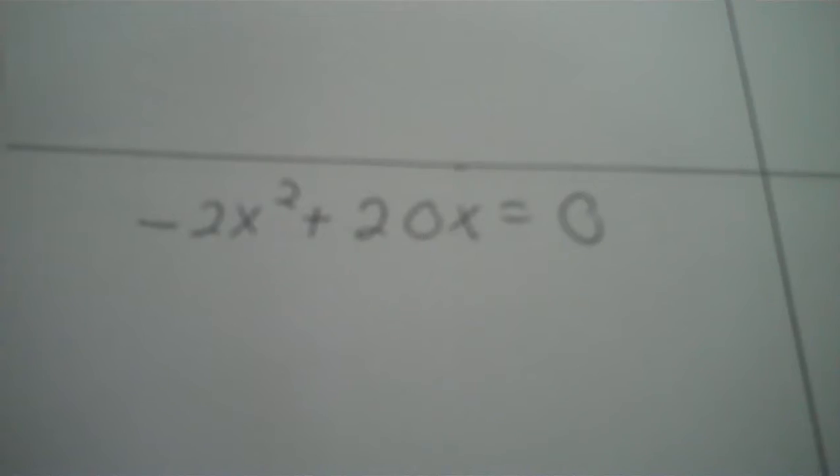Okay, next problem. Negative 2x to the second power plus 20x equals 0. So again, x is to the second. The highest power is 2, so you have an x second, and you've also got this x right here that is to the first. So we will need to factor. So 0's there, you're set.